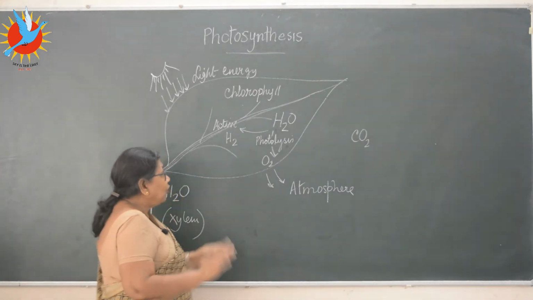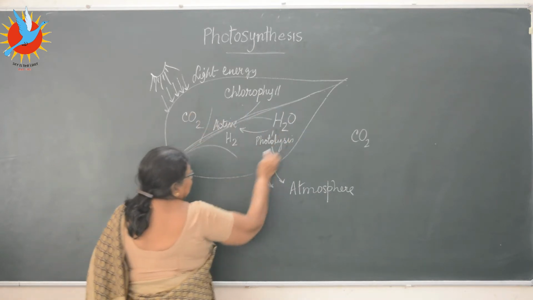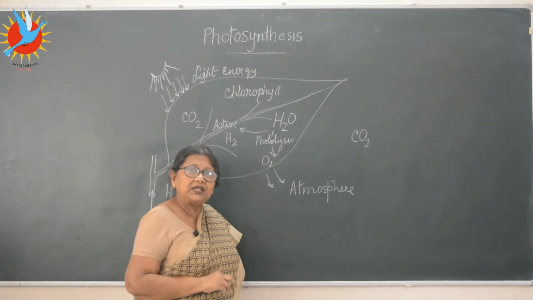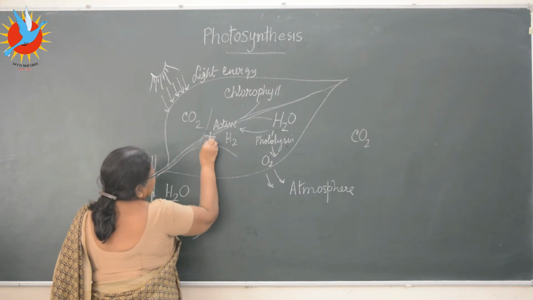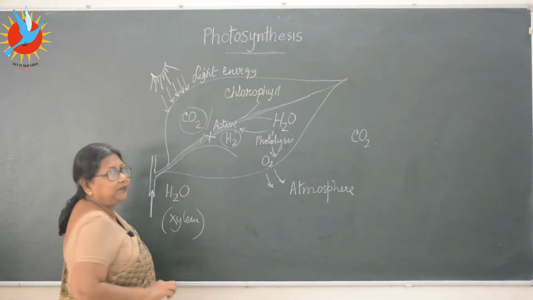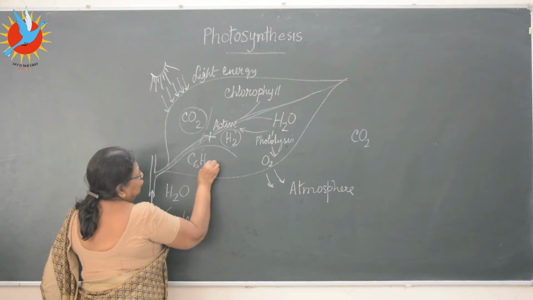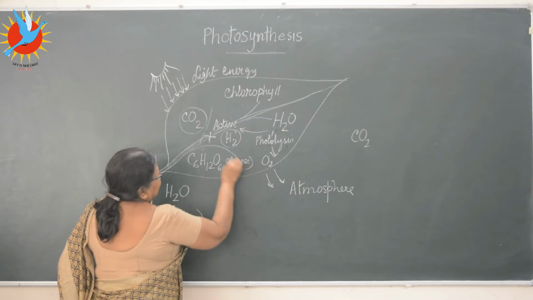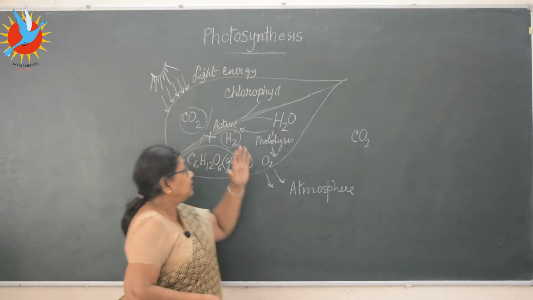Third step. Fourth step, the carbon dioxide which is already present in the cell. All the cells have carbon dioxide in them, either given out by respiration or absorbed from nature. This carbon dioxide will now react with hydrogen. This is active hydrogen. This hydrogen will combine with the carbon dioxide. And this will make the food which is glucose. This is the food which is prepared. This is the glucose. Now, so 4 steps.